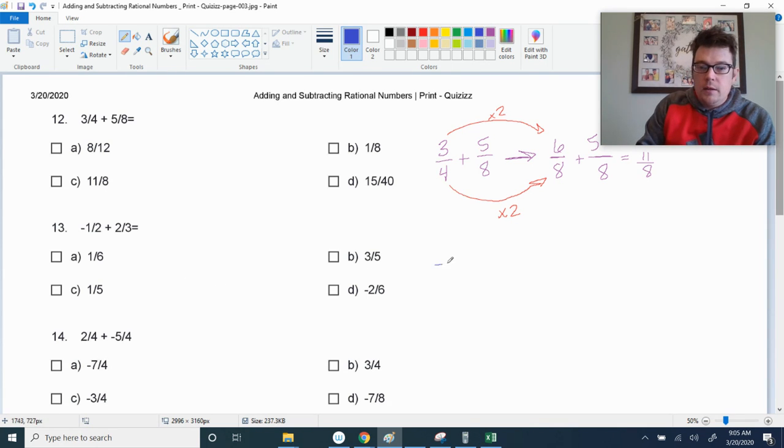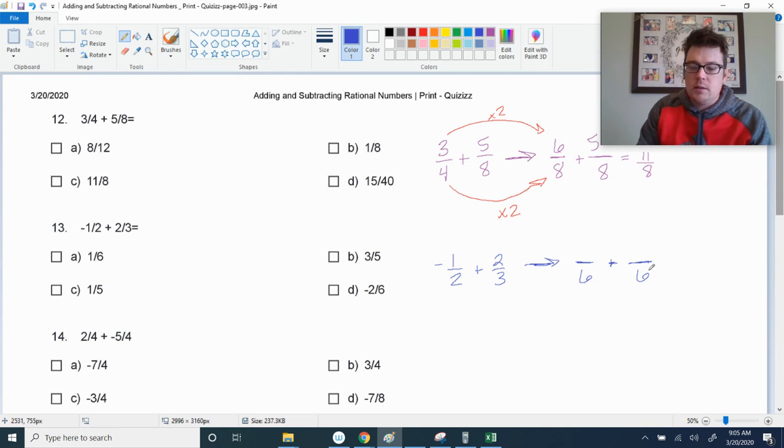Okay, we got -1/2, and we're adding 2/3. So this time we have to do another change. We got to change them. And our denominator this time is going to be not 2, not 3, because they don't go into each other. We're going to pick the number 6. And the reason why I'm picking 6 is because that is the first time that 3 and 2's multiples run into each other by skip counting. So we're going to change these to 6.